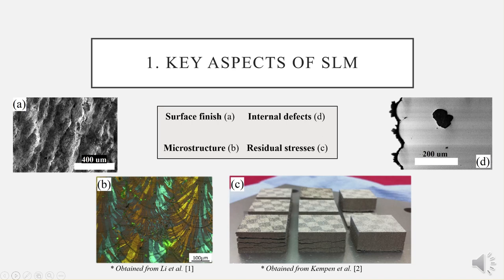Figure D shows a longitudinal cut containing the building direction of a specimen, where an example of the first type of defects, an almost spherical one, is shown. We can also observe in this figure the very high surface roughness that was present in the specimen.